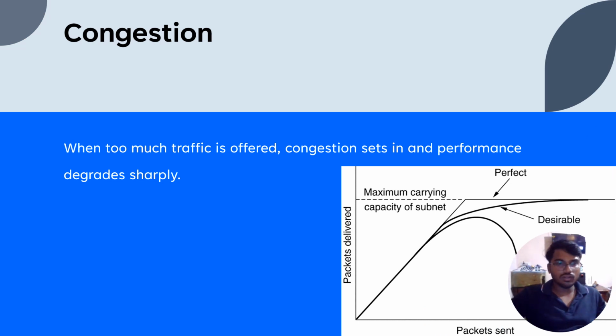In this, we're going to see about congestion. When too much traffic is offered, congestion sets in and performance degrades sharply. As you see in this picture, the rise you can see is called perfect. The curve is known as desirable, and you can see the maximum carrying capacity of the subnet. Moving on to the next slide.